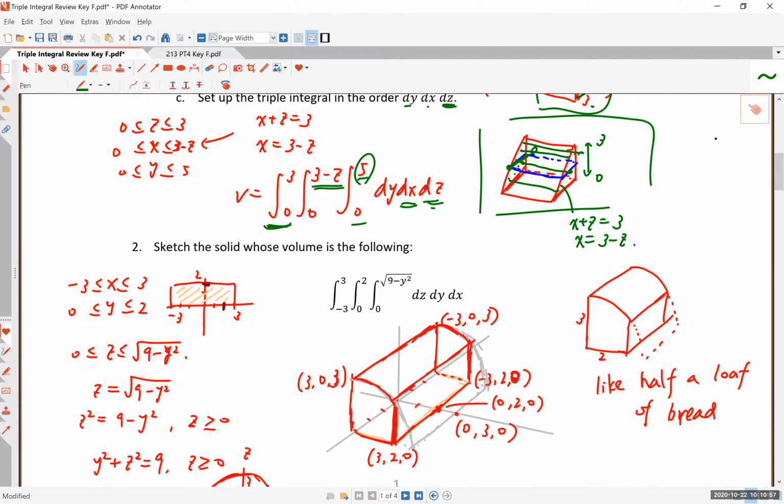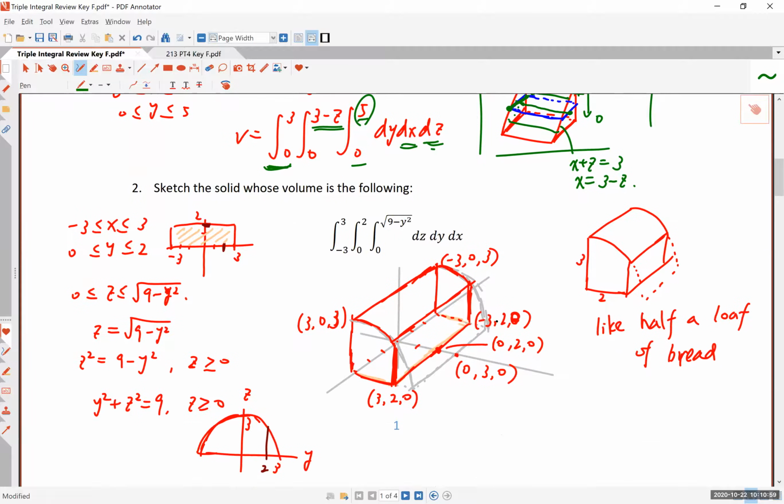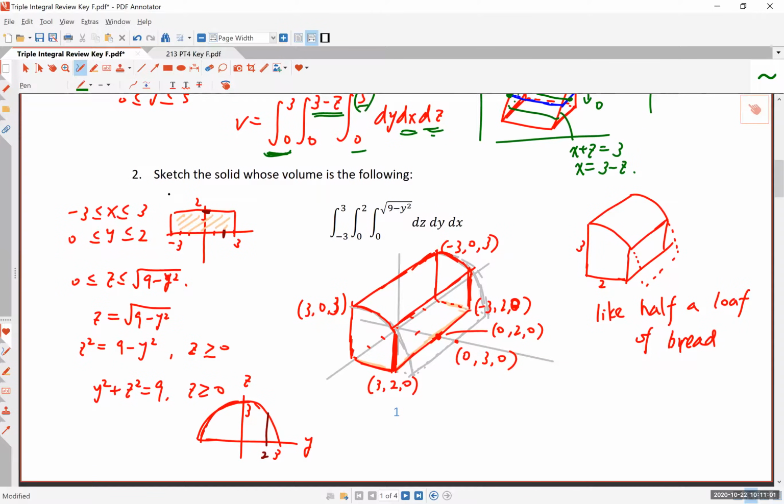All right, so that was number 1. I hope it makes sense. Number 2, sketch the solid. Ooh, you may not like this again, right? But that's okay. With practice, you will be good at sketching, at least decent at sketching, maybe really good at sketching, okay? People practice art in the same way, drawing.